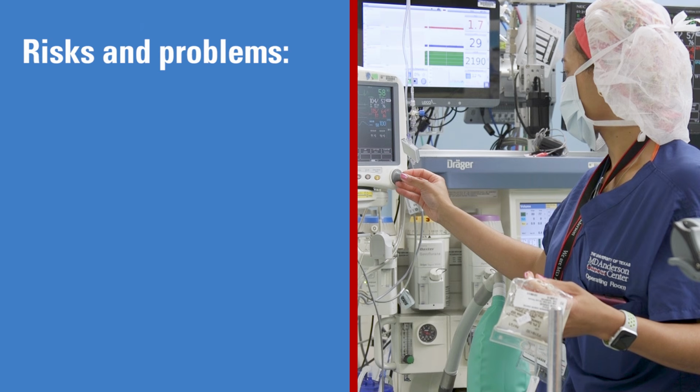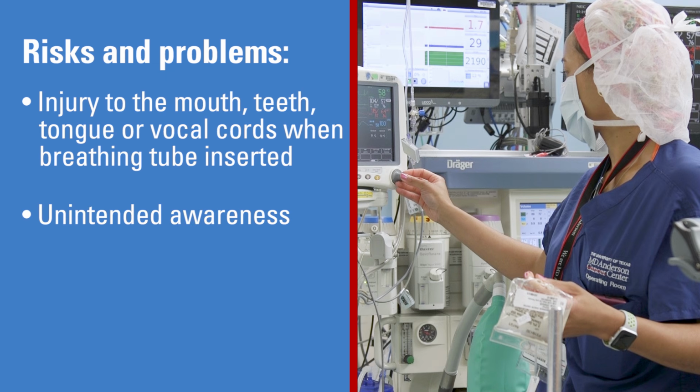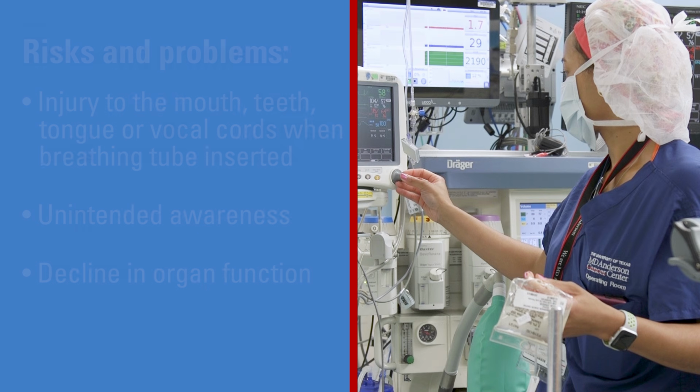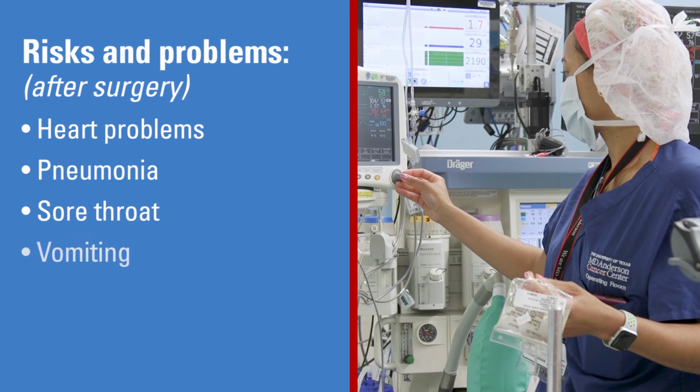With general anesthesia, possible risks and problems include injury to the mouth, teeth, tongue, or vocal cords when the breathing tube is inserted, unintended awareness, which means you become aware during surgery when we want you to be fully asleep, and decline in organ function. After surgery, there is a risk of heart problems, pneumonia, sore throat, or vomiting. Although it is extremely rare, some surgery patients can be at risk for vision loss after surgery. Please keep in mind that all of these risks and problems are not common, but the risk is not zero.